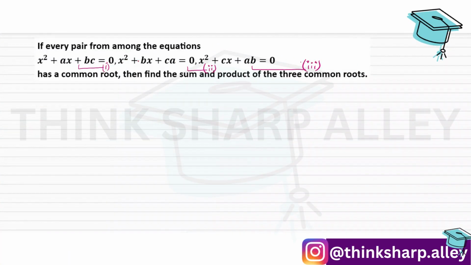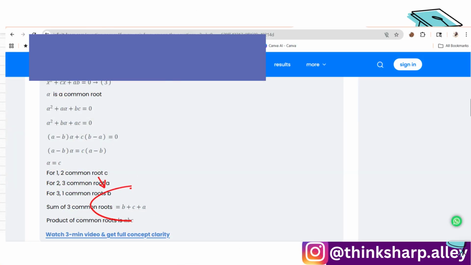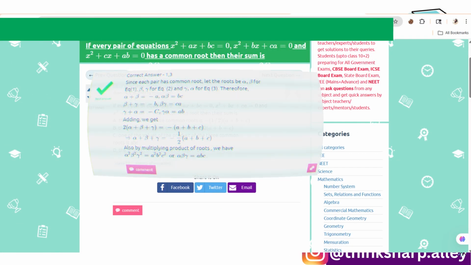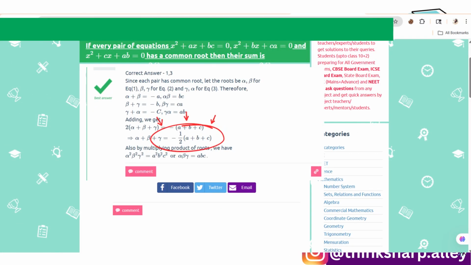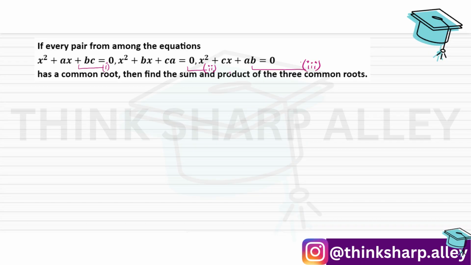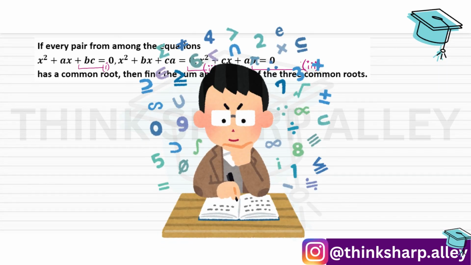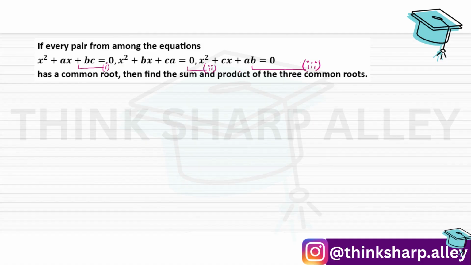This class 11 question is breaking the internet. Some websites say the answer is a plus b plus c, others say minus half of a plus b plus c. But here's the shocking part. Most of them don't even check if their method actually works. We are given 3 quadratic equations and told that each pair among the equations has a common root, and we have to find the sum and the product of the 3 common roots.